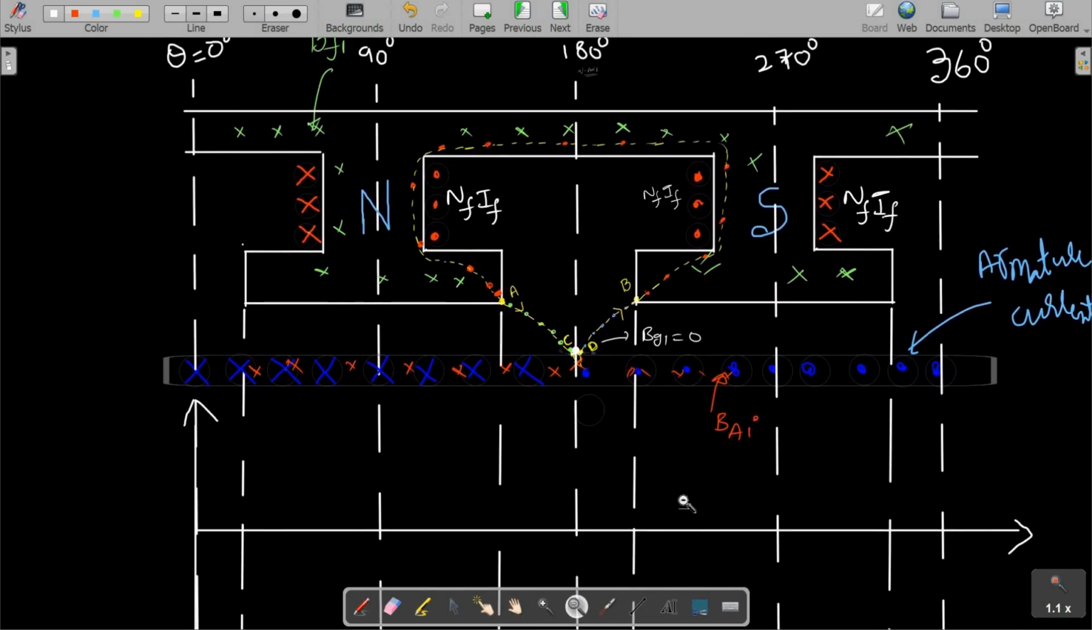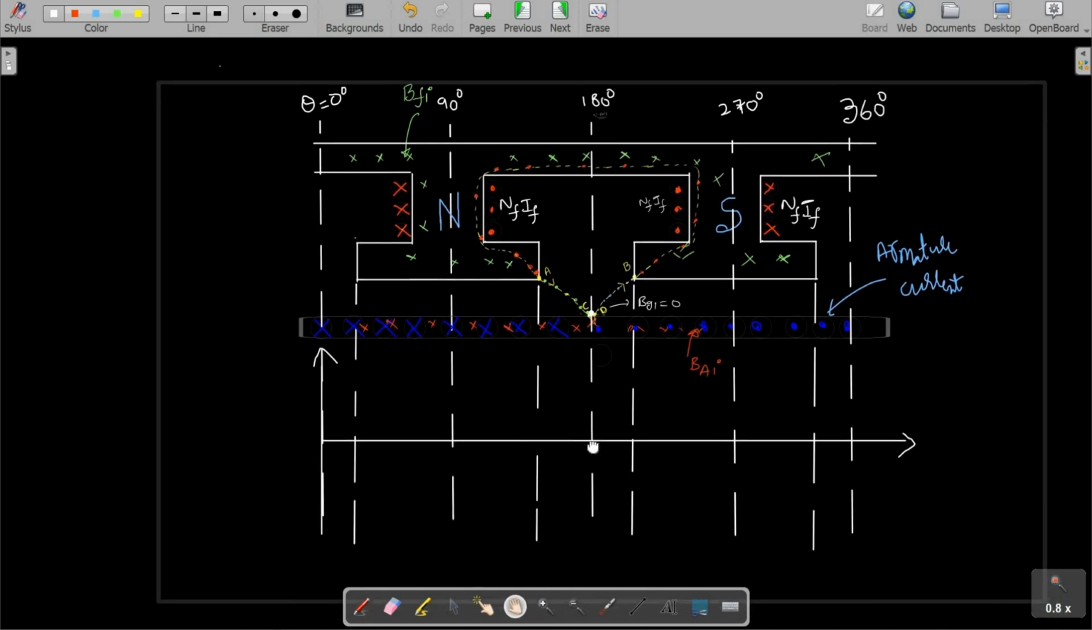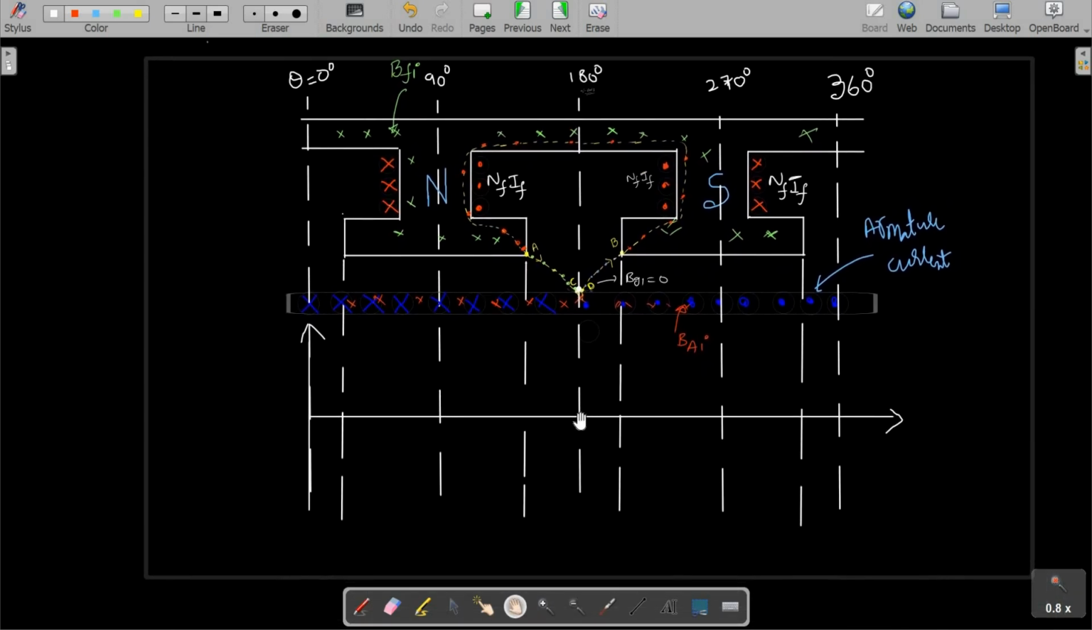Whatever thing is there here in the air gap, for the air gap, this value of Bg1 here is nothing but 0. Here we have got, and I plot this axis as BF. Okay. So now BF at theta equal to 180 degrees, on the surface of this armature core, will be equal to 0.